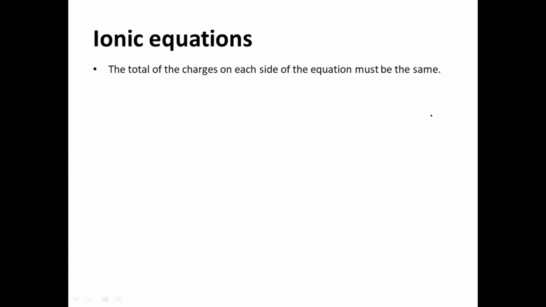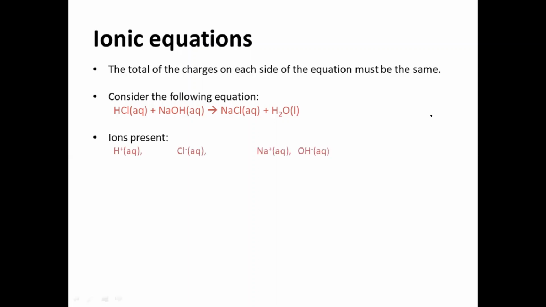So what does that tell us? When we've got an ionic equation, the total charges on both sides of the equation have to be the same. So let's have a little look. This is an example. We've got HCl, NaOH, NaCl, and H2O. This can be shown as an ionic equation. The ions we have on the left are H plus ions from here, and chloride ions from here. (aq) means dissolved in water. Then sodium ions, and OH minus ions, right?